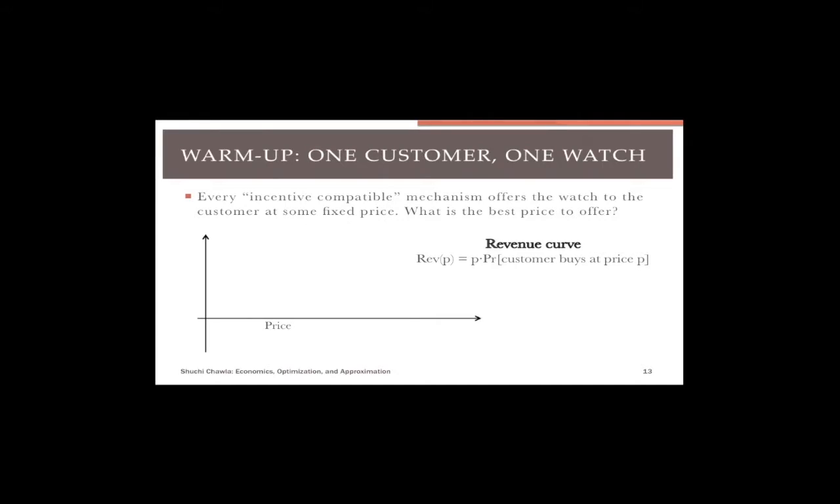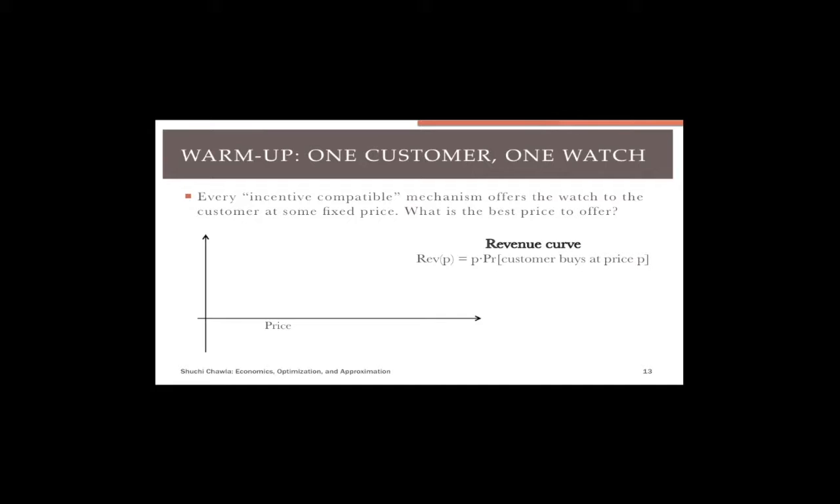And in order to determine what this price should be, we can talk about what are called revenue curves. So a revenue curve just says how much revenue the seller makes by posting any particular price on the watch. Okay? So in particular, the revenue, if you post a price of P, is just this price times the probability that this consumer is going to be willing to pay this price. Okay, so that's the probability with which the consumer buys the watch, and P is the price that he pays.